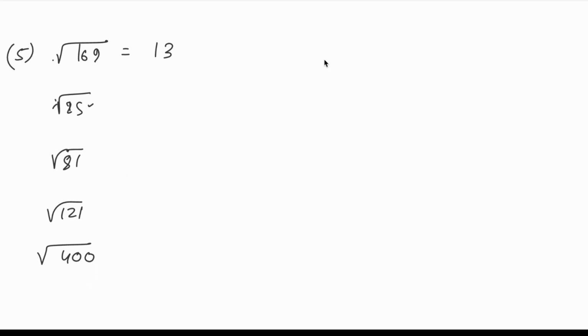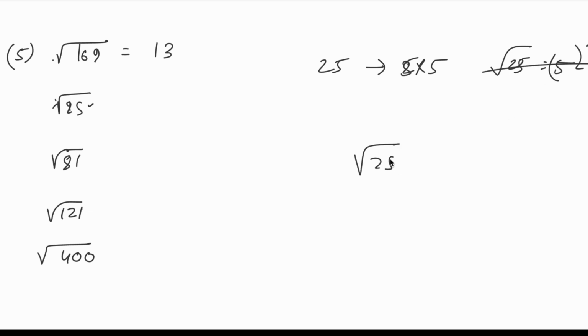So now look at 25. How can we write 25? 5 times 5 is 25, right? Under root of 25 equals 5, or you can say if a number has a square, let me write it here, 5 square, then you can cut out the square and the root. This is a short trick I'm telling you. So the answer is 5.